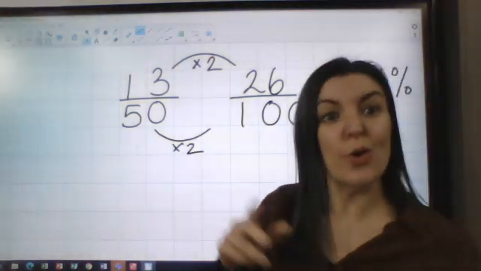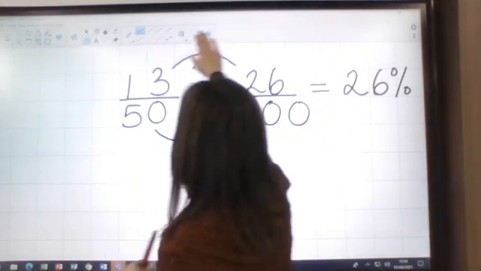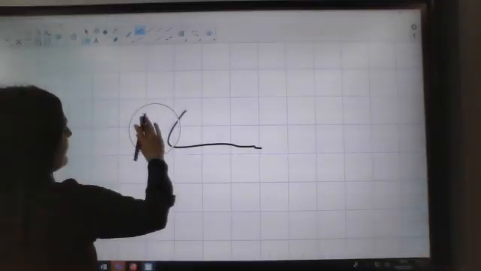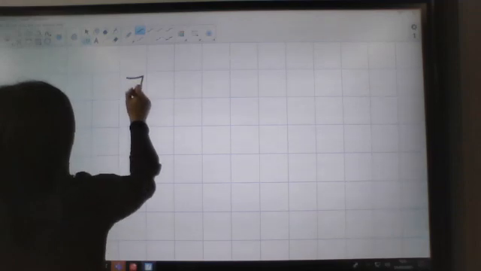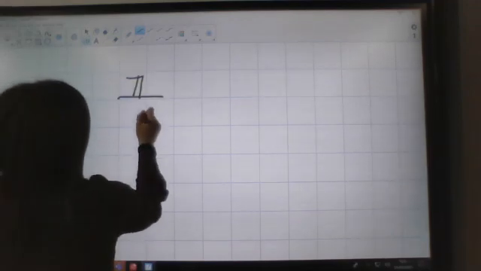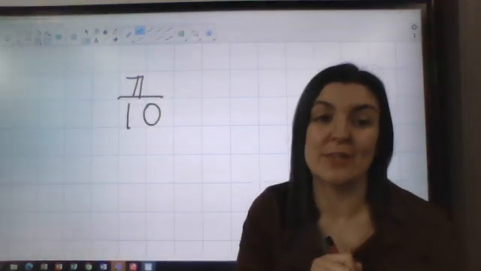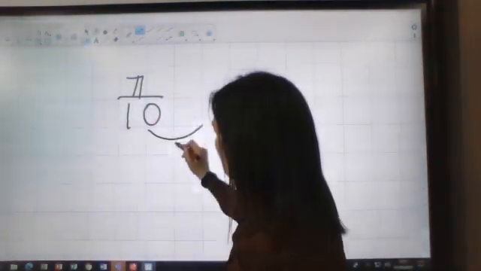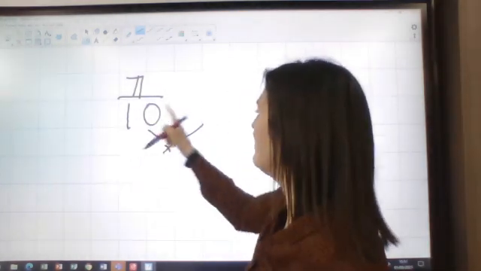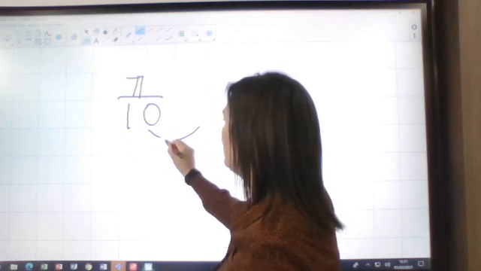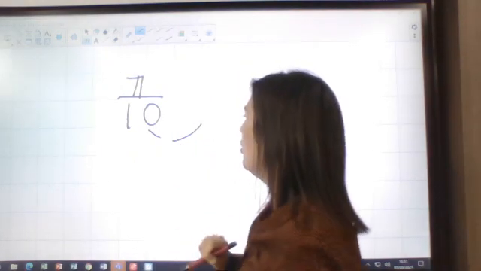I'll do another one where the denominator is different. You might have a denominator of 10, so you might have something like 7/10. Then you've got to think, I've got to multiply that. 10 multiplied by something is 100.